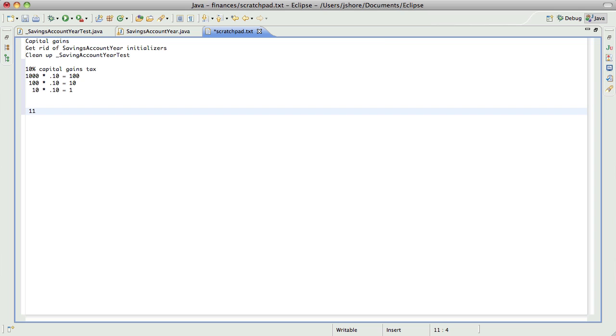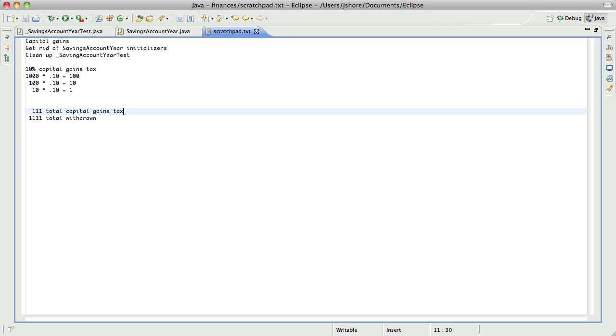So in the end, we end up withdrawing $1,111, and we pay capital gains tax of $111.